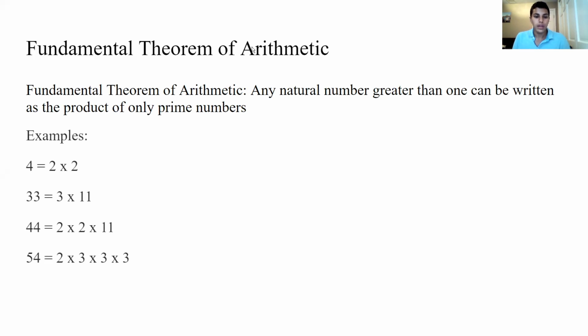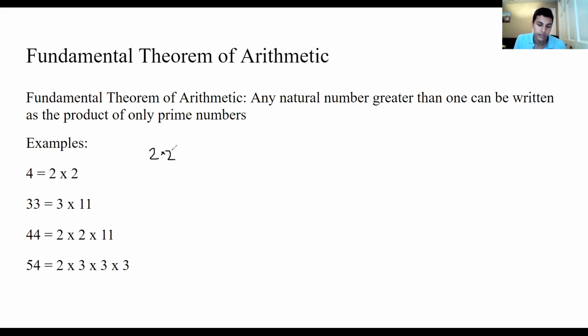So for example, the number 4 can be written as 2 times 2. 2 times 2 is 4, and 2 and 2 are prime numbers. 33 can be written as 3 times 11, because that equals 33, and they're both prime numbers.